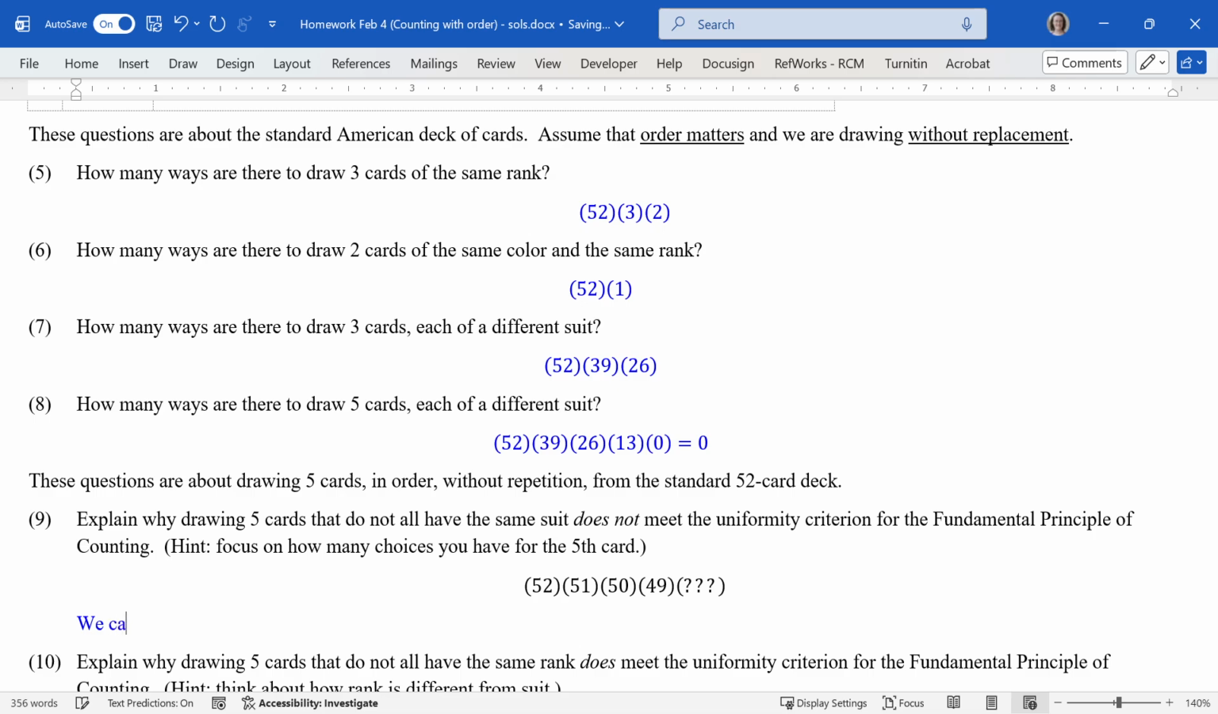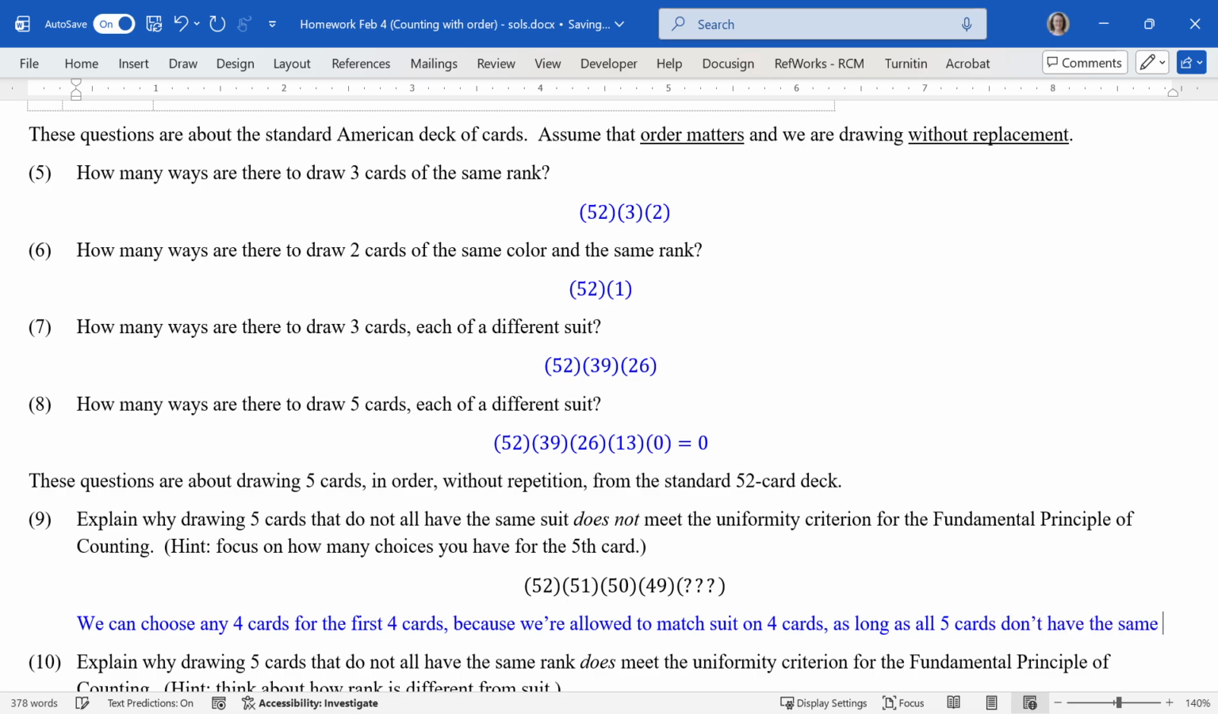So we can choose any 4 cards for the first 4 cards because we're allowed to match suit on 4 cards as long as all 5 cards don't have the same suit. In other words, as long as they don't all match.